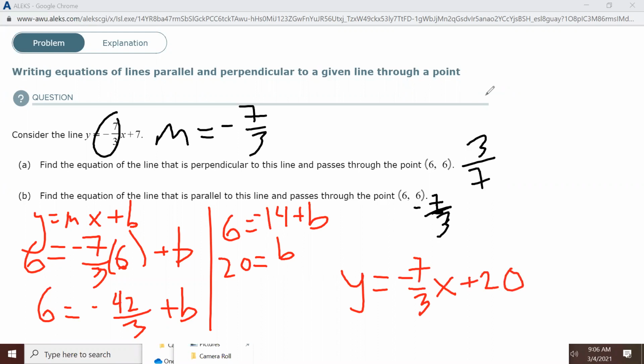You'll notice that the process was pretty much identical for both. The only difference was finding a different slope at the very beginning. That was it.